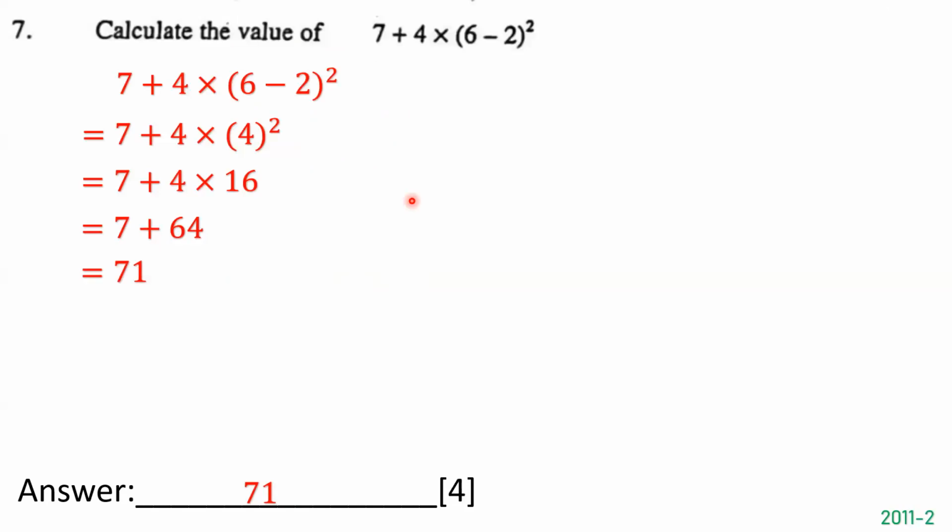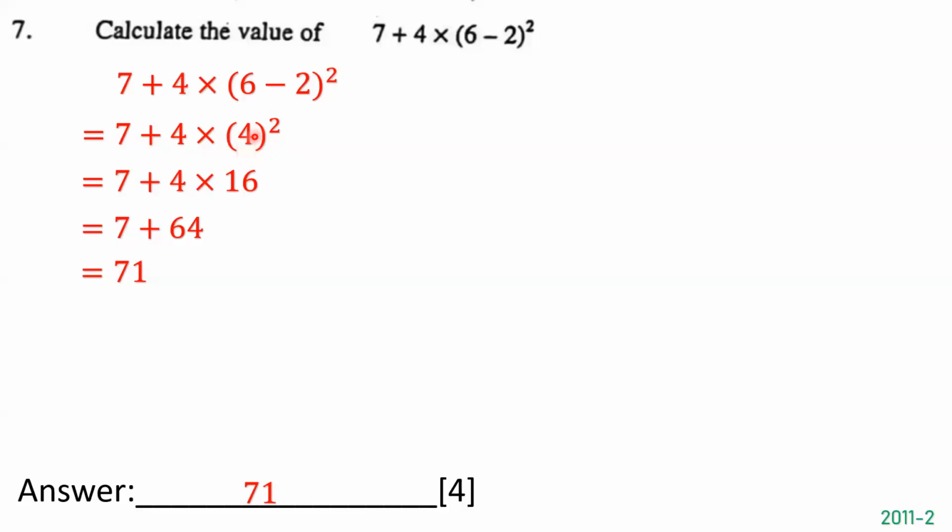Moving right along, we have another question. Here we have 7 plus 4 times, open bracket, 6 minus 2, close bracket, all squared. And so remember, we always do what's in the parentheses first. So let's perform the operation inside the parentheses. We have 6 minus 2. And 6 minus 2 is definitely 4. And so we have 4 to the power of 2. We have 7 plus 4 times 4 to the power of 2.